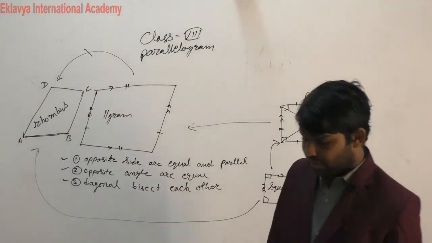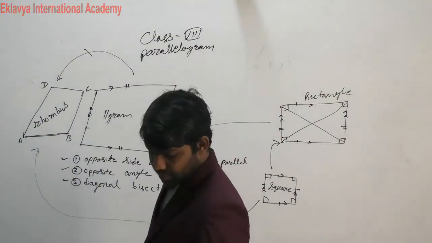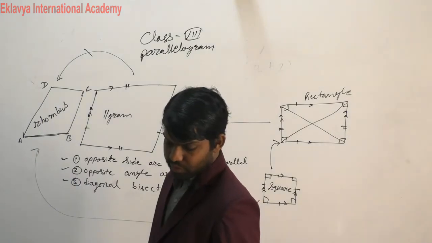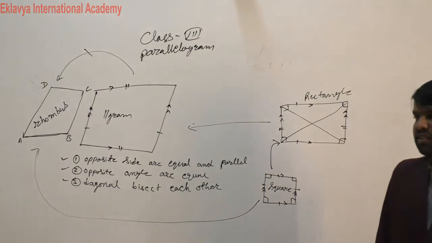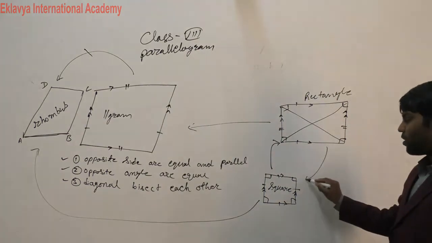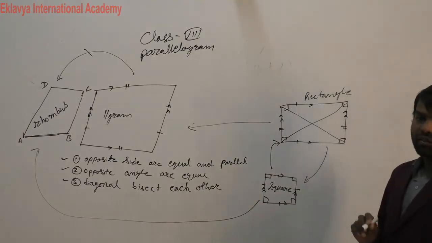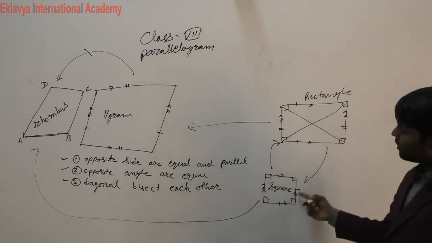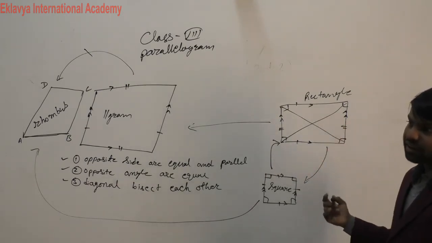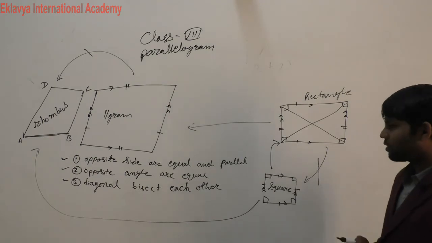Fourth part is true. Fifth part, a rectangle is a square. Is a rectangle a square or not? A square is a rectangle, but a rectangle is not a square. Why? Because in the rectangle we have opposite sides equal, but in a square we want all sides equal. So here we cannot say that a rectangle is a square.